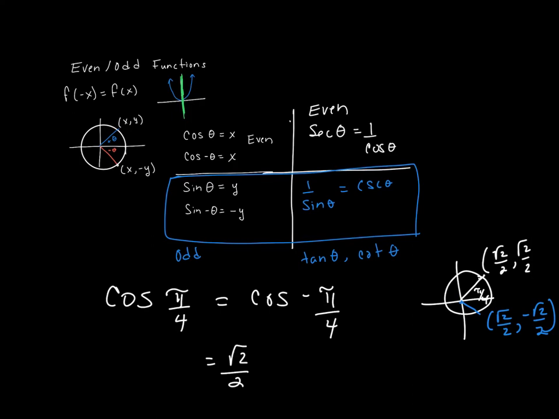I just want to make sure I go back and state something with this. This is true for the secant whenever the cosine is not equal to 0. It's undefined when the cosine is equal to 0. Same thing for the cosecant: whenever the sine is equal to 0, the cosecant would be undefined.